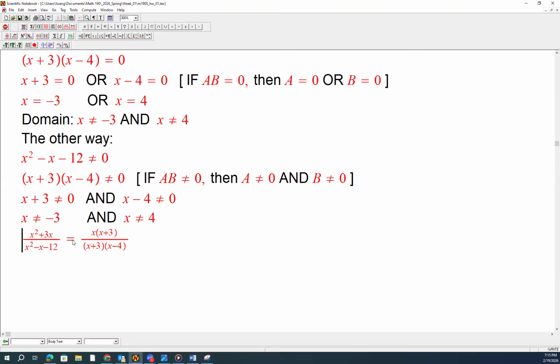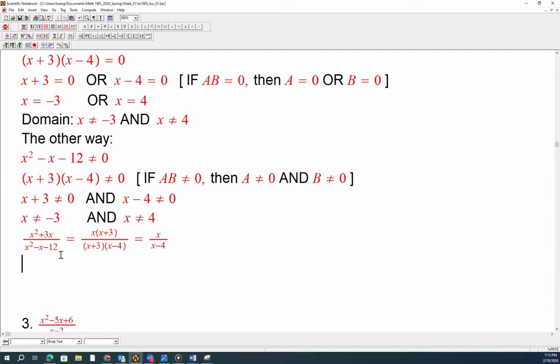And all of the work we do is in the domain, i.e. x cannot be -3. If x cannot be -3, then x plus 3 cannot be 0. If x plus 3 cannot be 0, then we can reduce it. So we will end up with x over x minus 4. Okay, so remember, these steps can only be performed, the reduction can only be done if the domain requirements are satisfied.